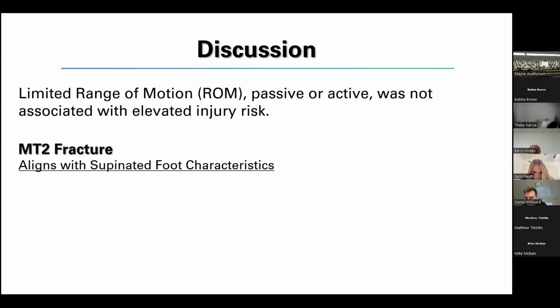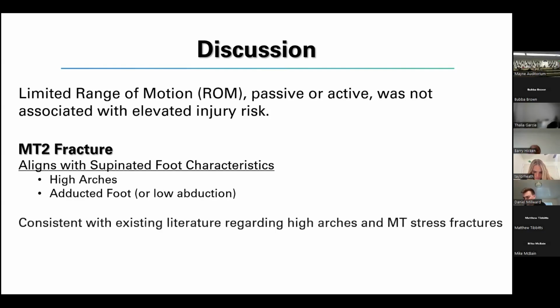Specifically looking at the second metatarsal, they found that the attributes that were considered high risk were associated with supinated foot characteristics. So basically high arches and then an adducted foot, or at least a low abduction. So people's toes were more likely to be pointed inwards towards one another. Apparently, they found that this was consistent with existing literature regarding high arches and an elevated risk of metatarsal stress fractures.